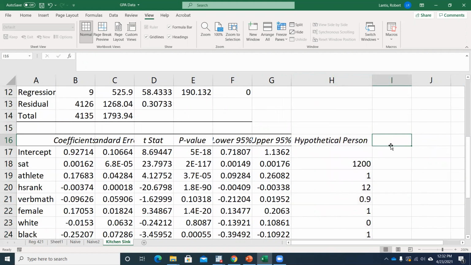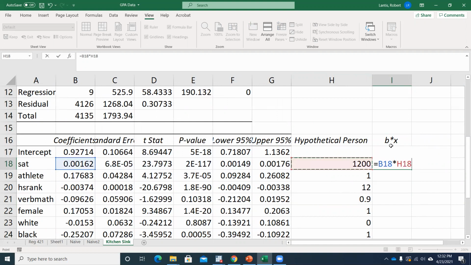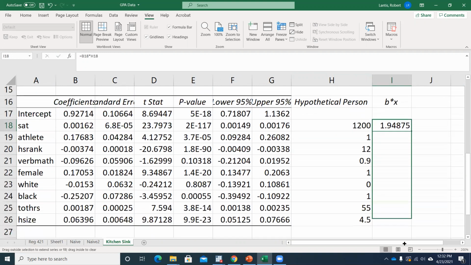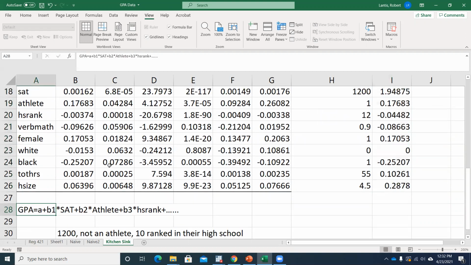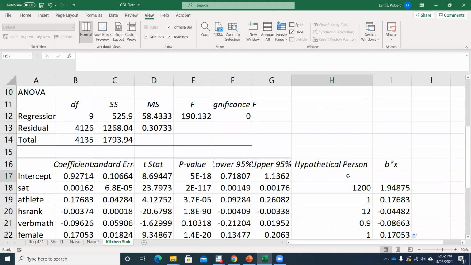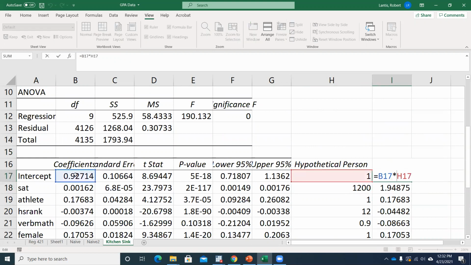So now I'm taking each coefficient and multiplying it by that x variable, this hypothetical person's value for x. I do that for every single variable, and then I'm going to add them all up. One thing I don't want to forget is that the intercept always should be added in there as well. An easy way to do this would be to put a 1 in here so that I'm just multiplying that coefficient by 1. I just want to add that coefficient in.